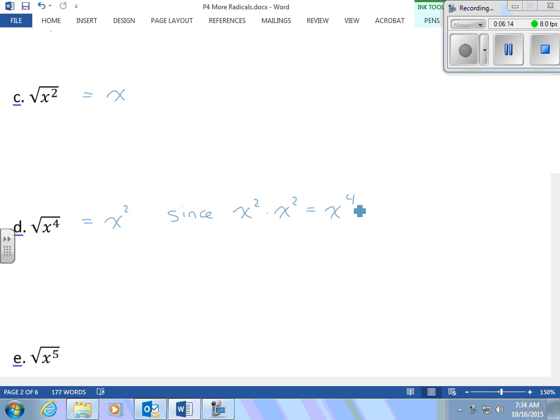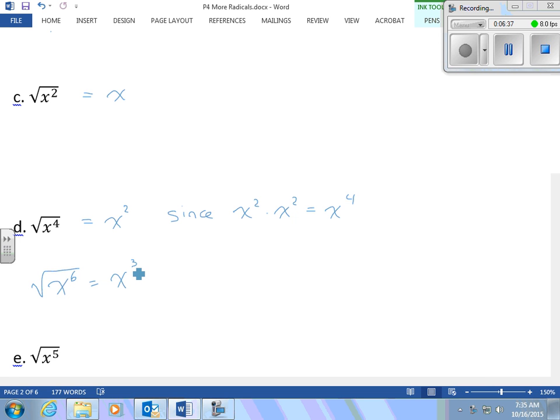So if I had another one where it was the square root of x to the power of 6, that is going to be x cubed, because x cubed times x cubed will give me x to the power of 6. So when you have an even exponent and you're taking the square root of it, you can just cut it in half, and that will give you your simplified version.